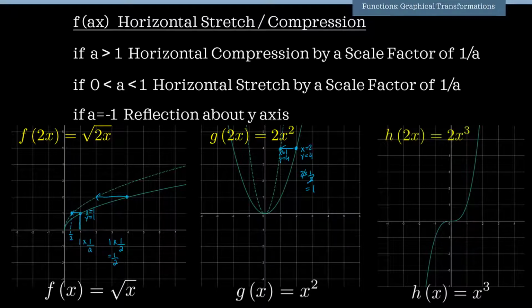Similarly, the graph of h(2x) is going to look like this. And I did the same over here. I multiplied the x coordinate of each point by 1/a. And as a result, my graph compressed horizontally.